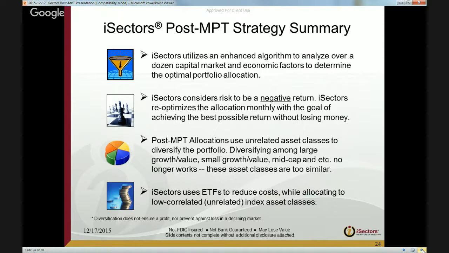The second question we have is, if you don't use standard deviation as risk, does that mean that post-MPT has a higher standard deviation than traditional portfolios? Well, the post-MPT models use negative semi-variance as our measure of risk, which is basically measuring don't go below zero.